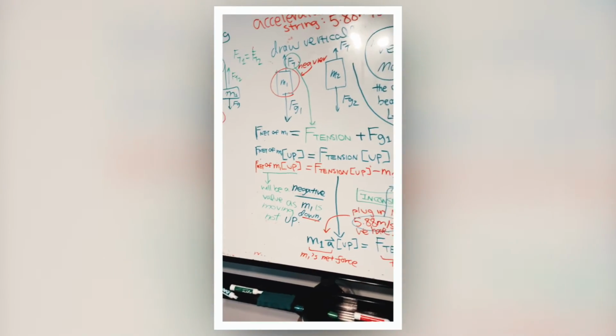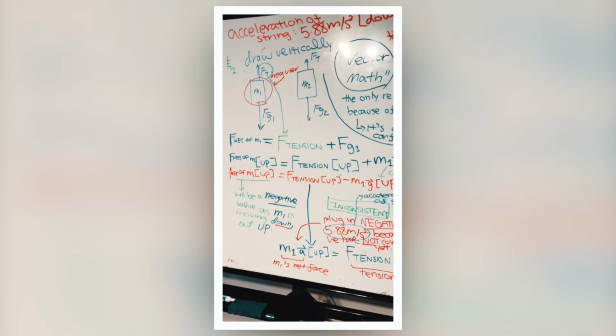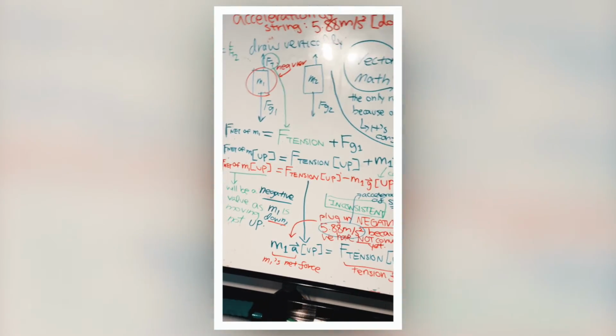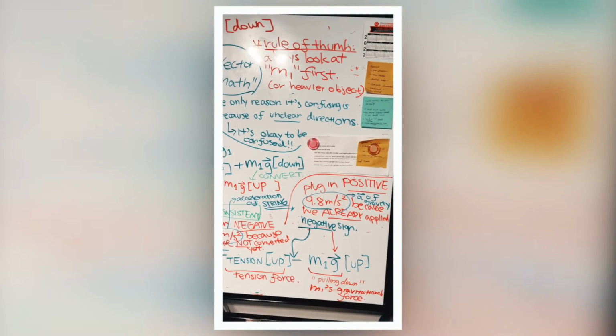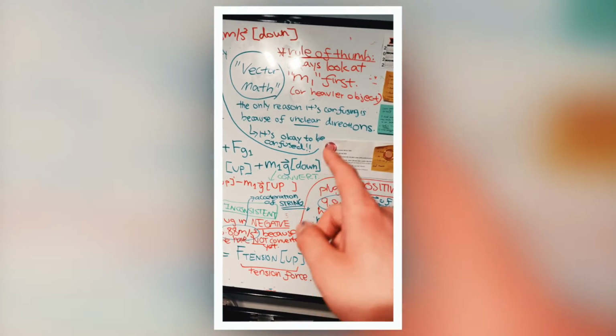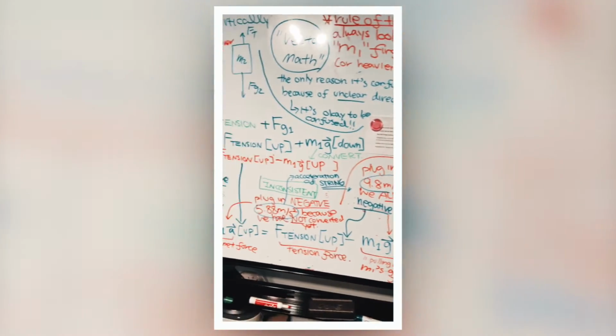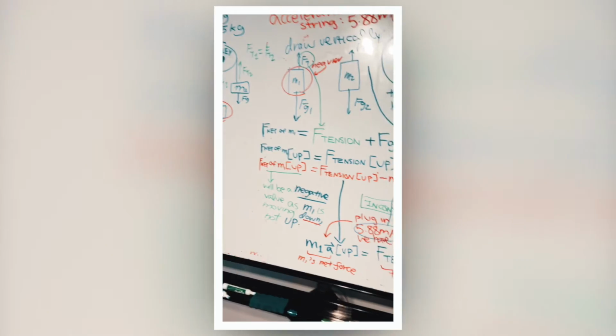The person who wrote the answer sheet is Mr. Claus, and he really did some trick regarding directions. He didn't clearly state the direction, and the only reason it's confusing is because of the unclear directions. It's okay to be confused, because as long as you understand the directions, it's going to be such an easy question. So acceleration of the string, that's the most important thing you've got to remember.